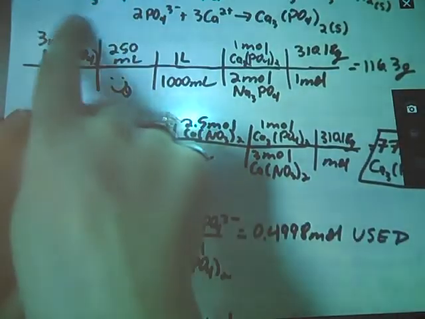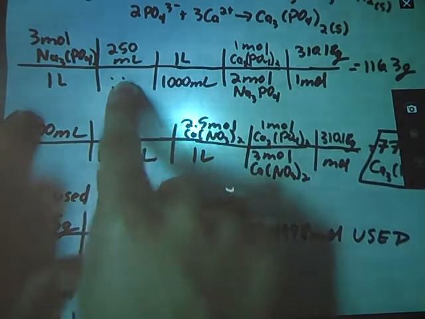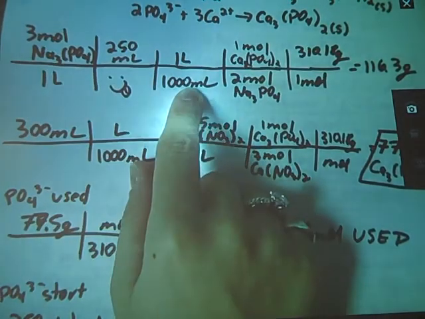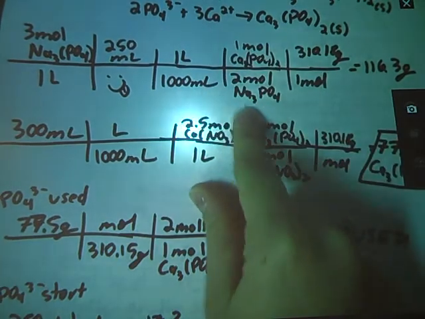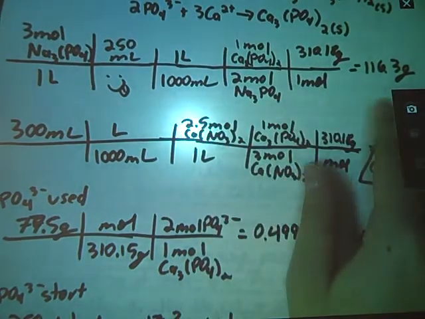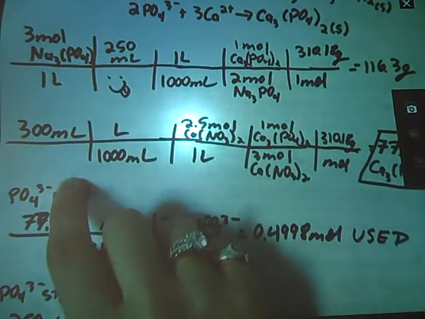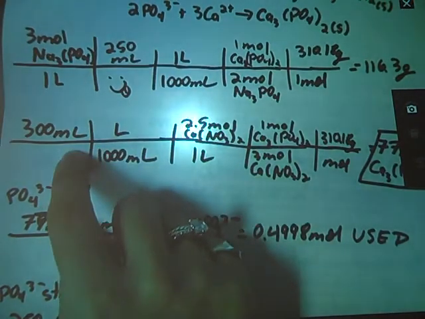So I know I had 3 molar sodium phosphate. I had 250 mL of it. Milliliters, not so good. Converted to liters. Converted between moles of my reactant and moles of my product here. Convert to grams. Ta-da! Again with the solution stoich. This time I did it in the right order.